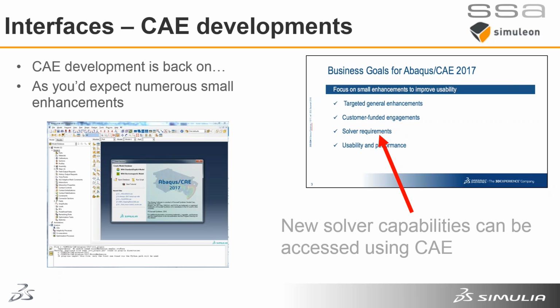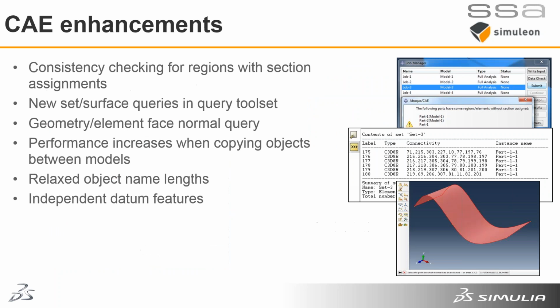So I'm going to just do a quick run through the Abaqus CAE enhancements. As I said, numerous small things all about usability, so consistency checking for regions with section assignments, new set surface queries, geometry and element face normal queries, all sorts of housekeeping, small efficiency changes that everyone wants to see.